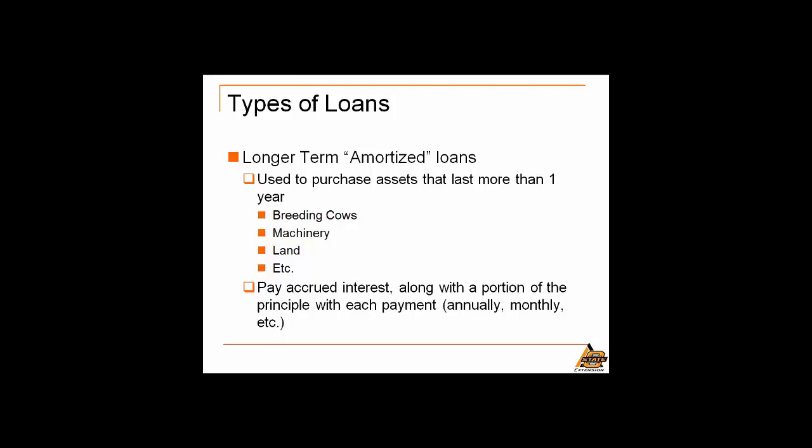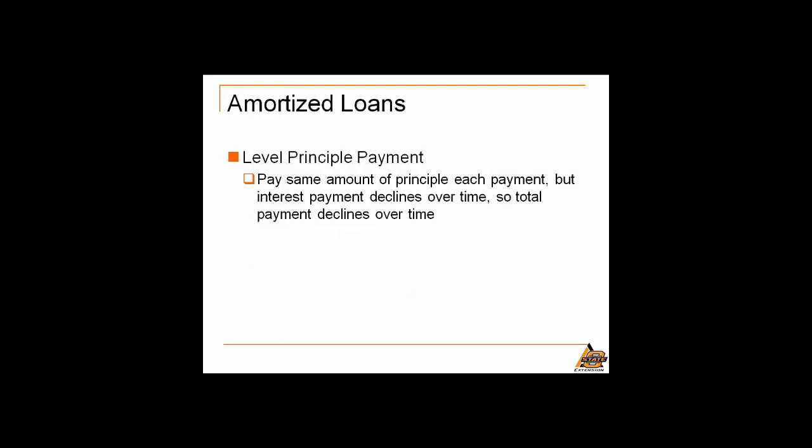With that said, in some other countries, it's not unheard of to see real estate loans that are extremely long-term in nature, like 100 years, for example. In the United States, they're more typically 25, 30, or 35 years, perhaps a little longer, a little shorter. With amortized loans, the accrued interest is typically paid with each payment cycle, annually, monthly, etc. In addition, a portion of the principal is paid with each subsequent payment.